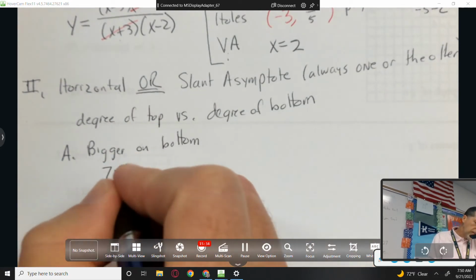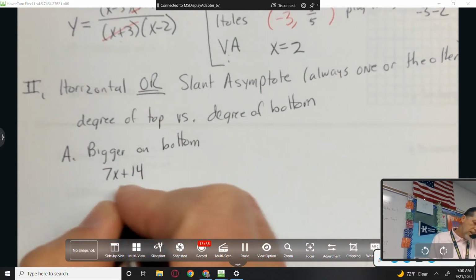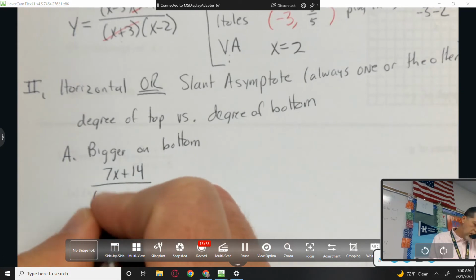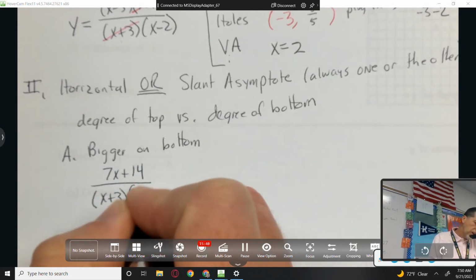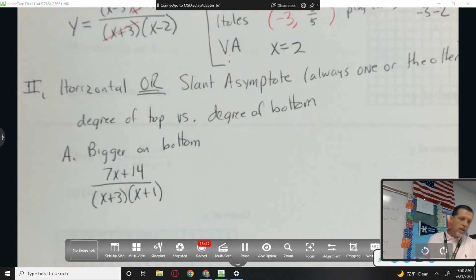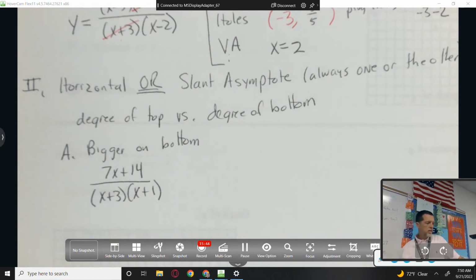So let's see an example of that. (7x + 14) over (x + 3)(x + 1). Okay, I guess the first question is, do you agree that that's bigger on bottom? Like, do you agree that the degree of the denominator is bigger than the degree of the numerator? Yeah. Okay, good.